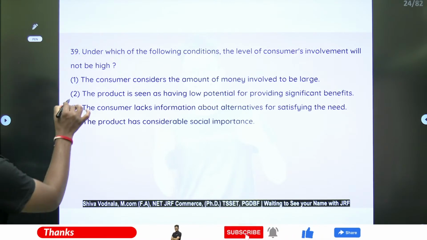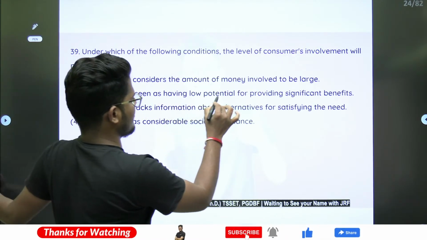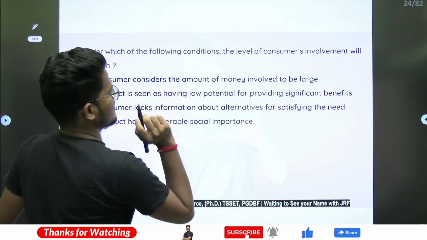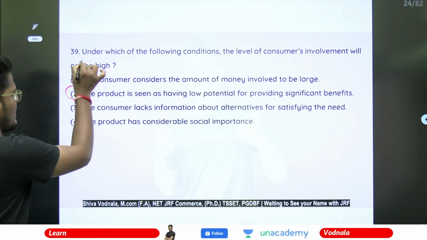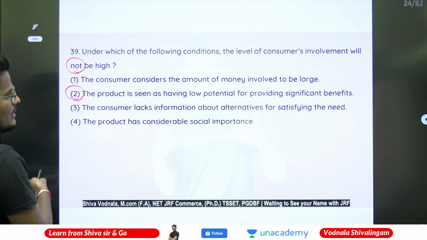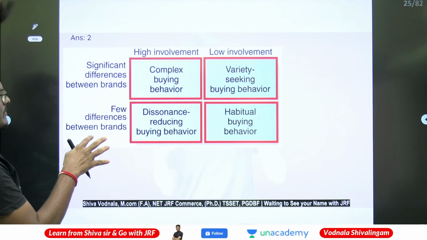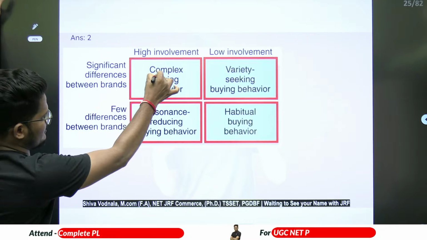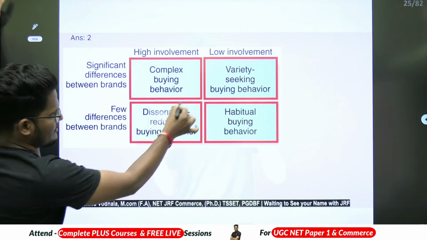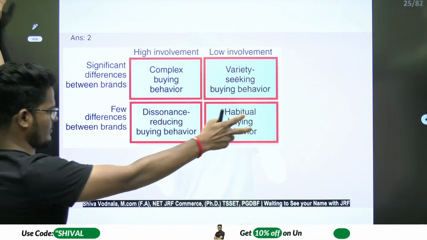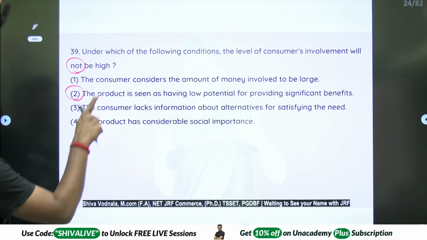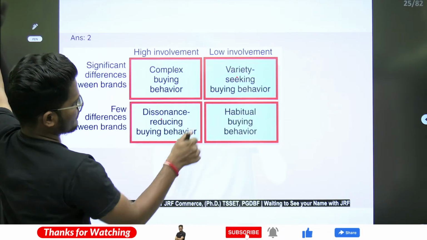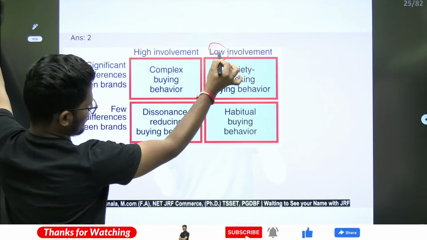So option 2 is the correct answer. The product is seen as having low potential for providing a significant benefit. Next question: under which of the following conditions will the level of consumer involvement not be high? The involvement is in four types of buying behavior: complex buying behavior, dissonance reducing buying behavior, variety seeking buying behavior, habitual buying behavior. In which condition will consumer involvement not be high? Means low. Consumer involvement is low in two cases.